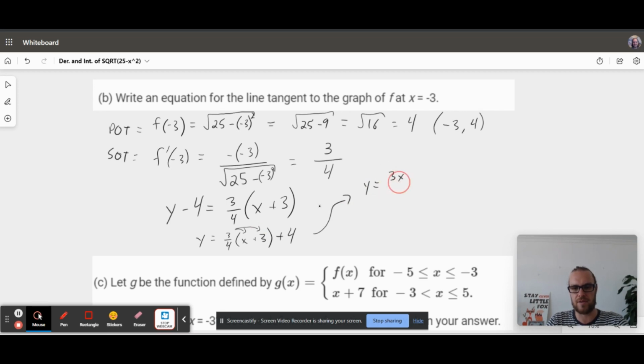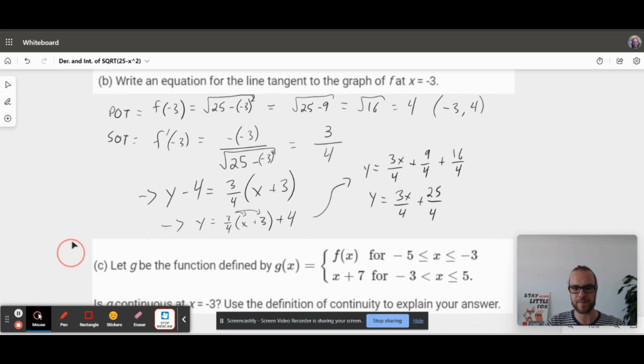So we're going to get 3x over 4 plus 9 over 4. We're going to have to convert that 4 to also be over 4, so 16 over 4. And then we can combine those and get our 3x over 4 plus 25 over 4. Now, the truth is, you're probably not going to see it written that way that often. Most of the time in calculus, we're totally fine with leaving it either this way or this way. But if you do want to try and get it into that original y equals mx plus b, then you can go ahead and do so.